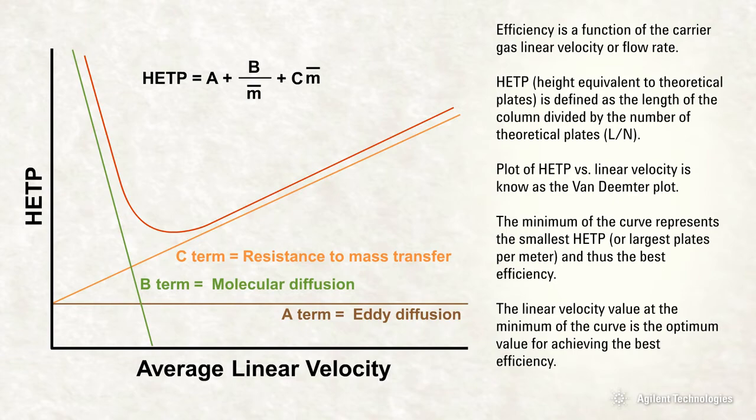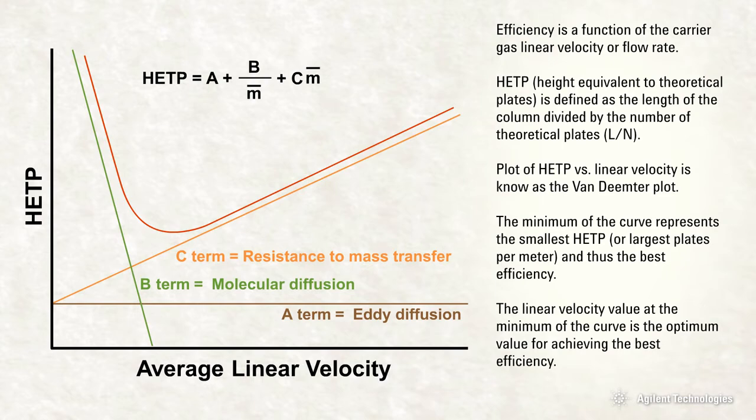From the plot, one can determine what column flow rate or linear velocity to use for an analysis to yield the most efficient peaks. Van Deemter originally plotted this as the height equivalent to a theoretical plate, called HETP, versus average linear velocity.